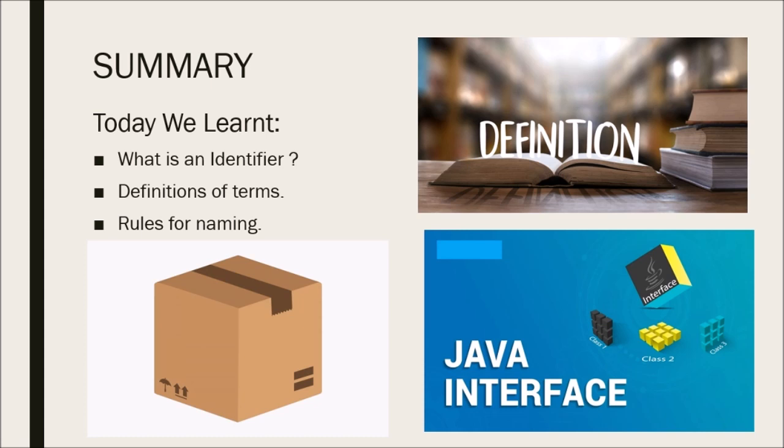Now let's summarize what we learned today. Today we learned three things, and those are what is an identifier, definitions of a few terms and rules for naming identifiers in Java.